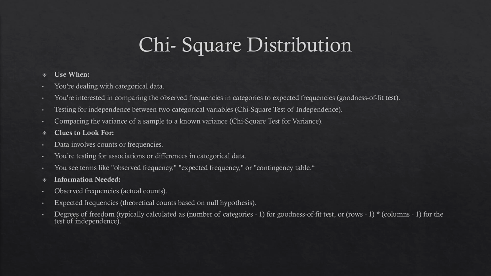And now finally, in order to use the chi-square distribution, some information that is needed is you need the observed frequencies, which is the counts of something. You need the expected frequencies, which is the theoretical counts based on a hypothesis. And finally, you need your degrees of freedom, which is going to be your number of categories minus 1.